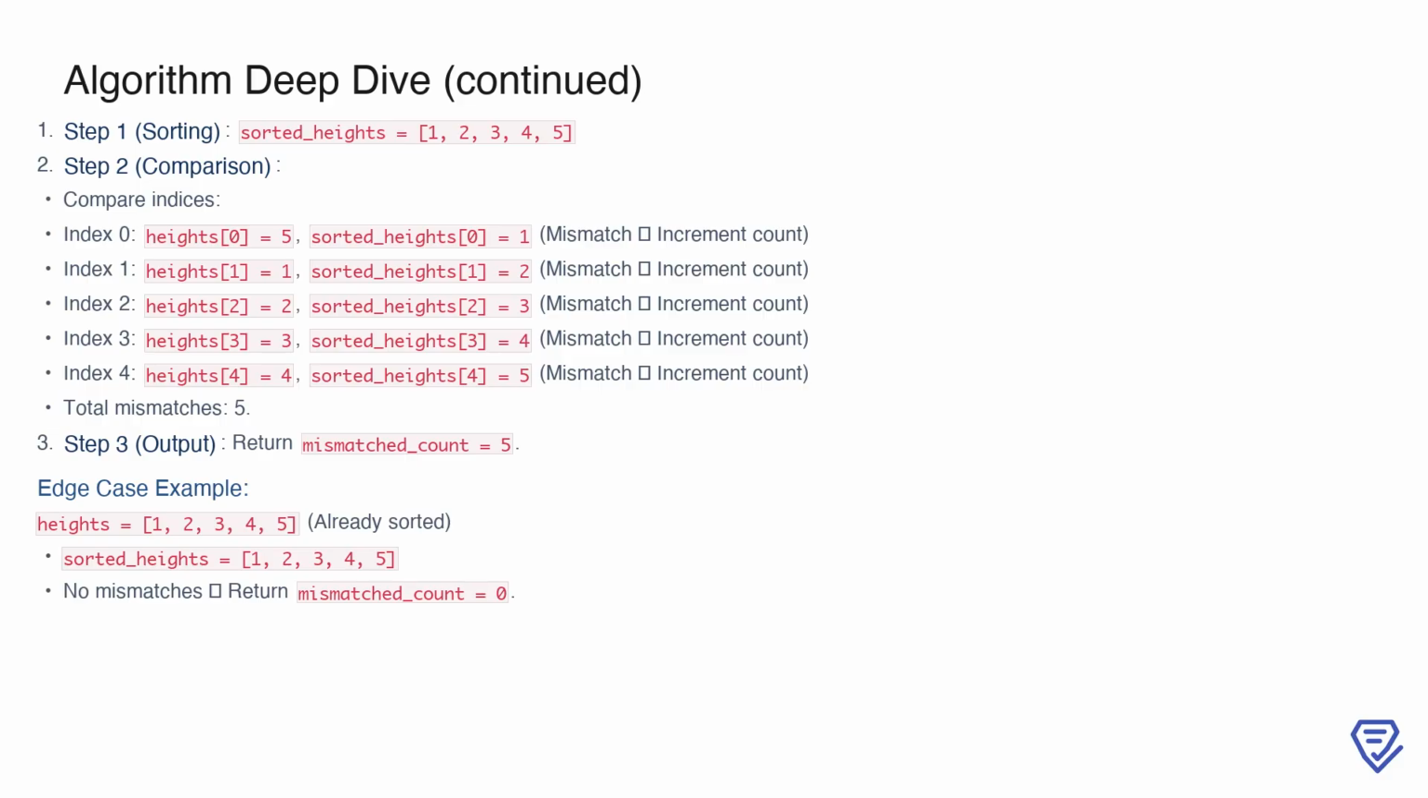For an edge case, consider an already sorted array, such as heights equals 1, 2, 3, 4, 5. In this case, the sorted_heights array is identical to the input, and no mismatches are found. The algorithm correctly returns mismatched_count equals 0 without any extra handling required for this scenario.